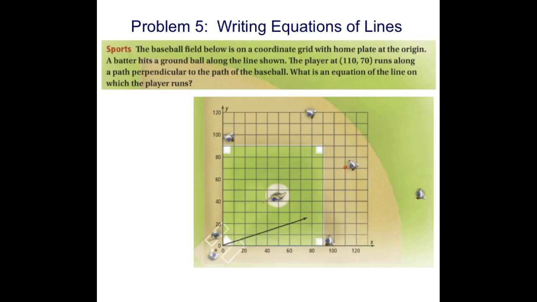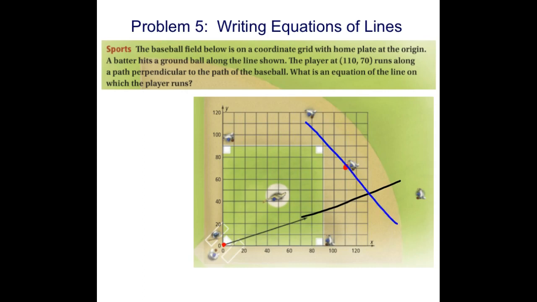It says the baseball field below is on a coordinate grid with home plate at the origin. So home plate is down here. A batter hits a ground ball along the line shown, the player at (110, 70). So the player there, that's this guy up here. He's going to run along a path perpendicular to the path of the baseball. What is an equation of the line on which the player runs? So the baseball is following this trajectory. It's going to go somewhere out like that. This guy is going to be smart, and he's going to run perpendicular to that route, so he's going to do something along those lines.